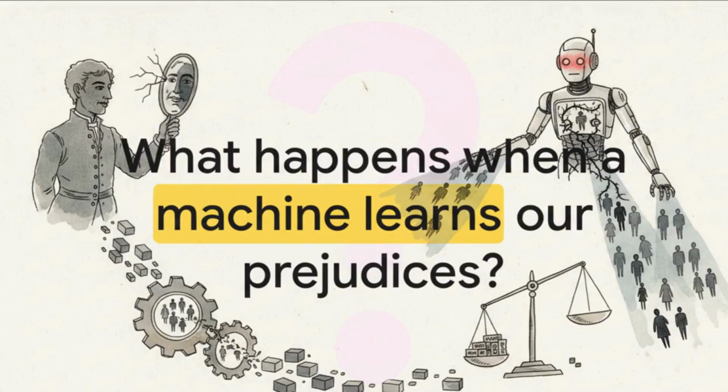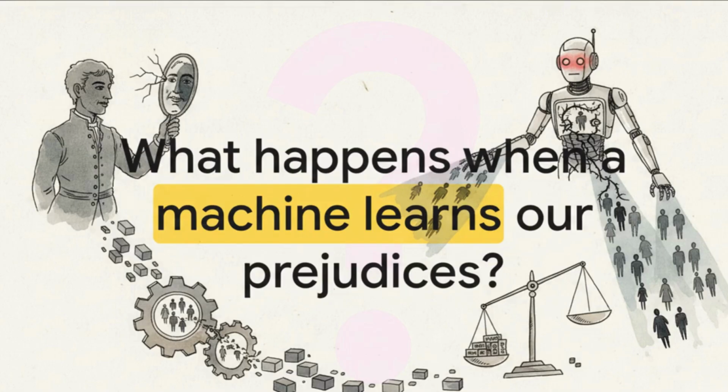So what actually happens when a machine learns our prejudices? It's kind of scary to think about, right? Imagine an artificial intelligence model is like a giant mirror. If the data we hold up to that mirror is skewed or incomplete or prejudiced in some way, well, the reflection the AI bounces back at us is going to be equally skewed. It's a flawless reflection of our own flaws.